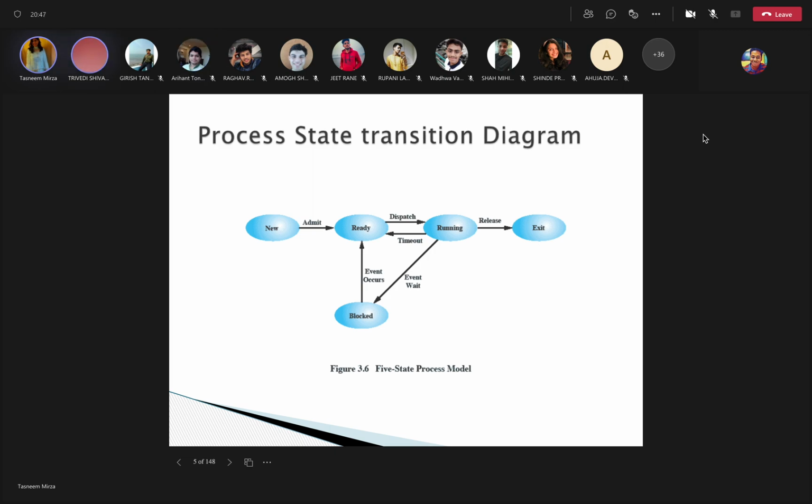Yes, ma'am. So you have to remember this process state transition diagram, students. And this is a 5 state. In the next class, maybe tomorrow, I will start with the 7 state also. That's also very simple. Now coming to process queues. Once the transition diagram is clear, we will see another topic which is nothing but queues.